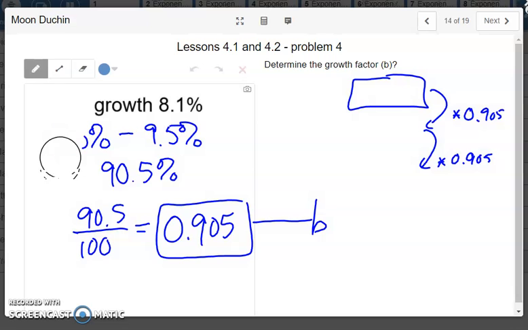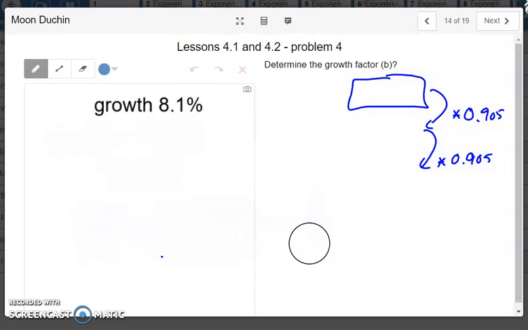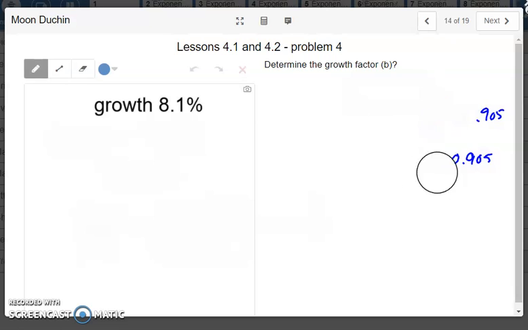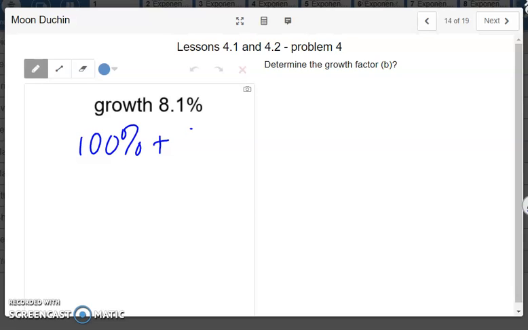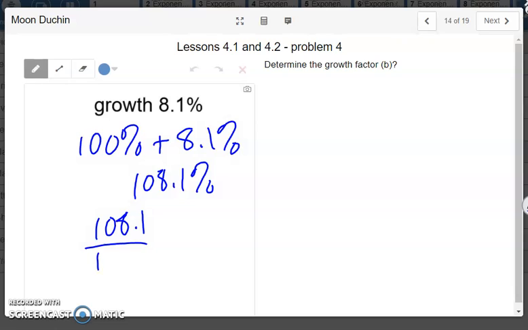The next problem is a growth. So again, we're going to start with 100%. And this time we're going to add the 8.1%. So we end up with 108.1%. And then to get the b value, we convert the percent into a decimal number by dividing by 100. And our b value is 1.081. Which basically means that for every dollar, I'm going to get back about $1.08.